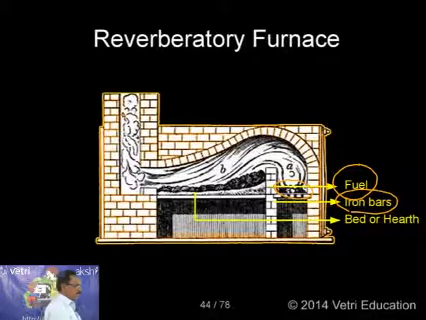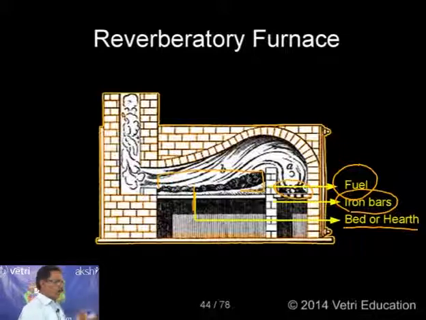Now, just parallel to this fireplace, there is a place called the hearth. This is called the bed or hearth, where whatever ore material is to be heated, we can place. Kindly follow, these are the two important things you must know. First, a fireplace where we keep fuel over the iron bars. And parallel to this, a place called the bed or hearth where we keep the material to be heated, the ore or whatever you have purified.